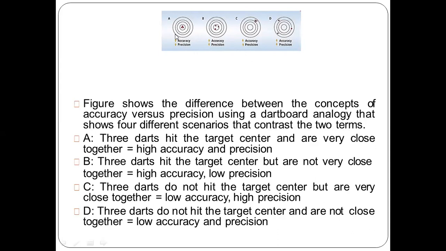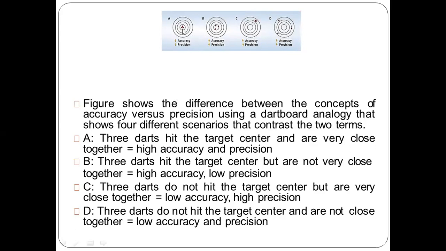See, in diagram A, three darts hit the target center and are very close together. So here this is your target, and you are hitting this target with the help of your gunshots. Every time we are firing three bullets, in condition A, B, C and D. In condition A, when a person fires a bullet, the target is hit at the center. So here we are getting the value very close to the actual value.